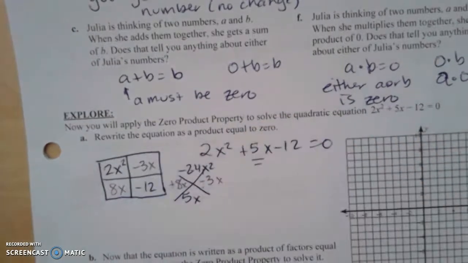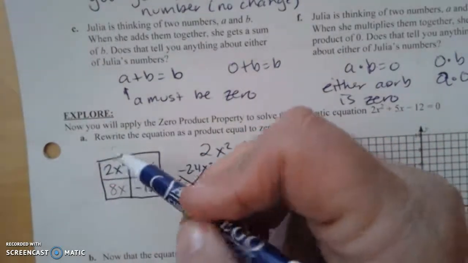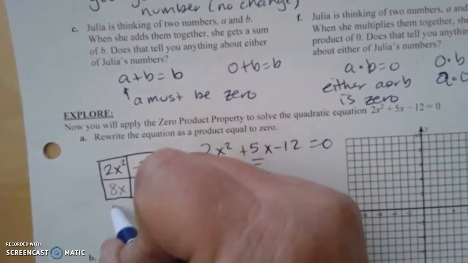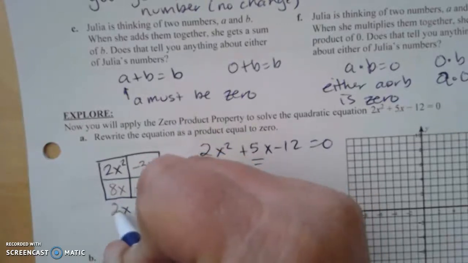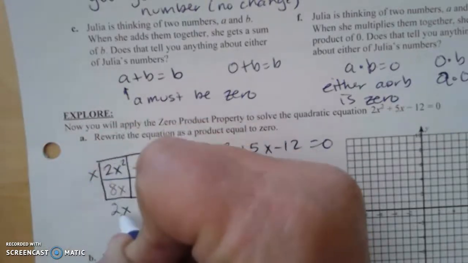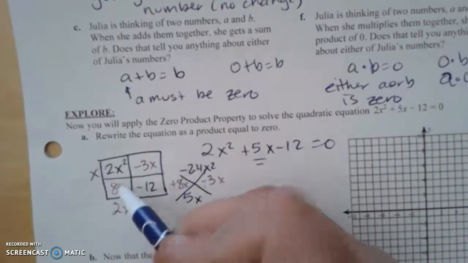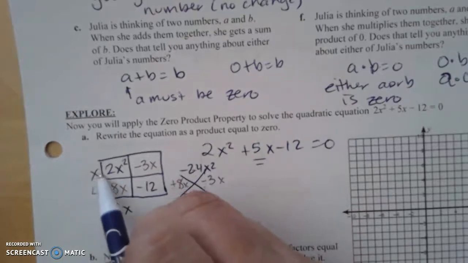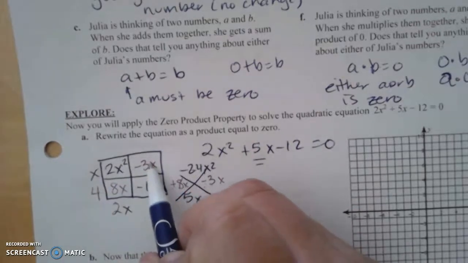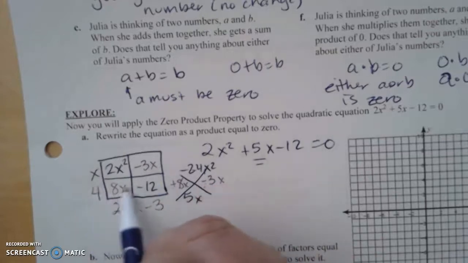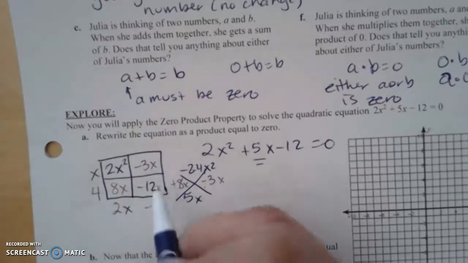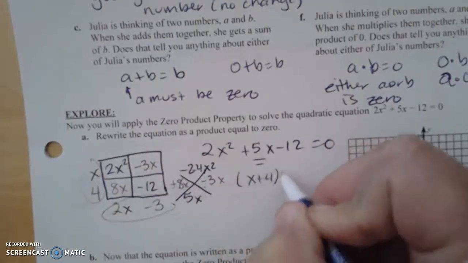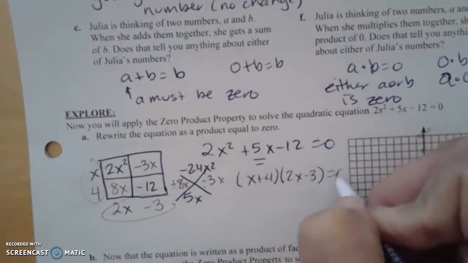Let's start factoring that. When I look here, I can see I can take out a 2x. 2x times x is 2x squared. Well, 2x times what equals 8x? How about a 4? And then I go like this. x times what equals negative 3x? How about negative 3? And that works out nicely because 4 times negative 3 is negative 12. So we know these are our factors. So we've now factored this to x plus 4, 2x minus 3, and that equals 0.